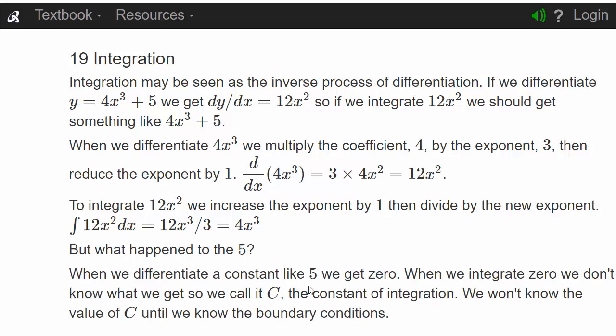If we differentiate a constant like 5, we get 0. The reason we get 0 is that 5 is like 5 times x to the power of 0, because anything to the power of 0 is 1, apart from 0 to the power of 0, which is undefined. So when we integrate 0, we don't know what we get, so we call it c, the constant of integration. We don't know the value of c until we know the boundary conditions.